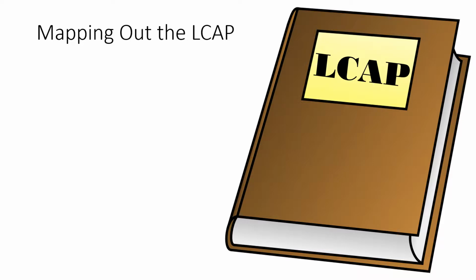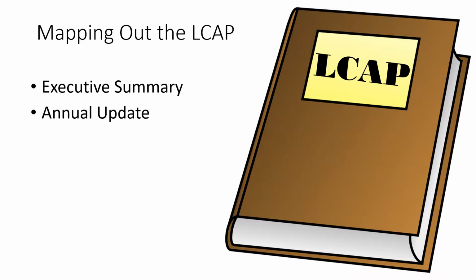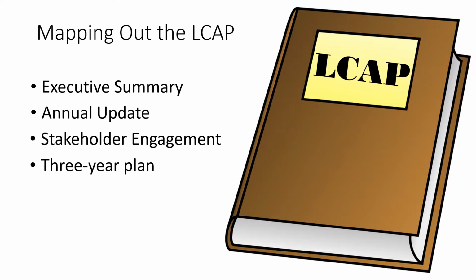The LCAP is divided into 5 parts, which help you, the public, understand what's planned, how funds are being used, and what kind of progress has been made. Don't be intimidated by the length of an LCAP. By thinking of it as chapters in a book, it's much less overwhelming.